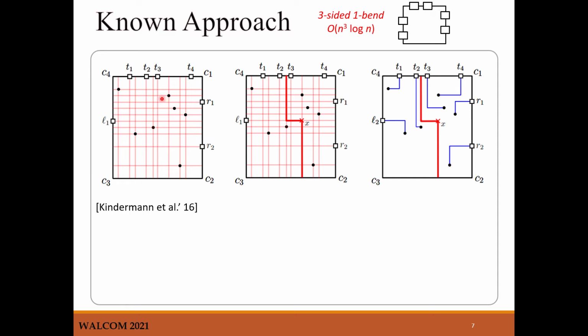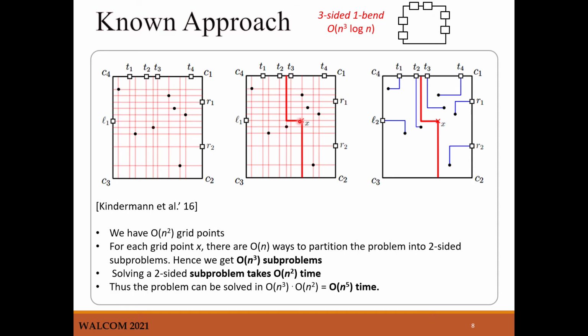Kindermann et al. showed that if there exists a crossing-free solution, then there is one where you can partition it using a two-band polygonal chain like this. Now you can see an example here. This is a positive solution, and we can see there is a partition like the one that goes through the grid point. Okay, so now we have order n squared grid points, and for each grid point there are order n ways to define this partition. That means we have order n cubed subproblems.